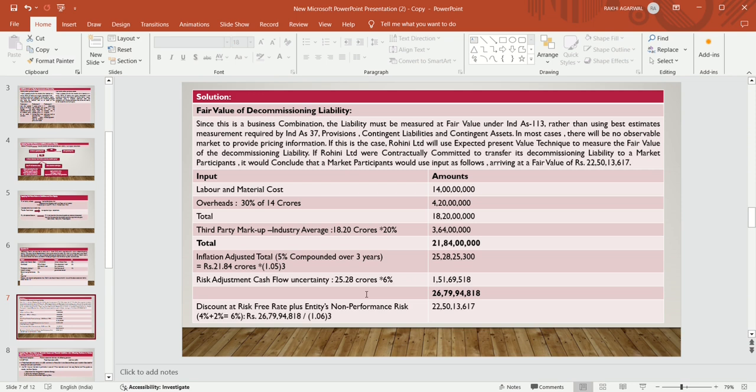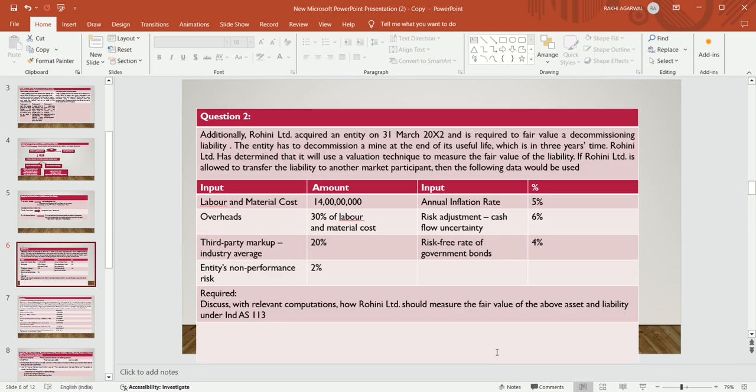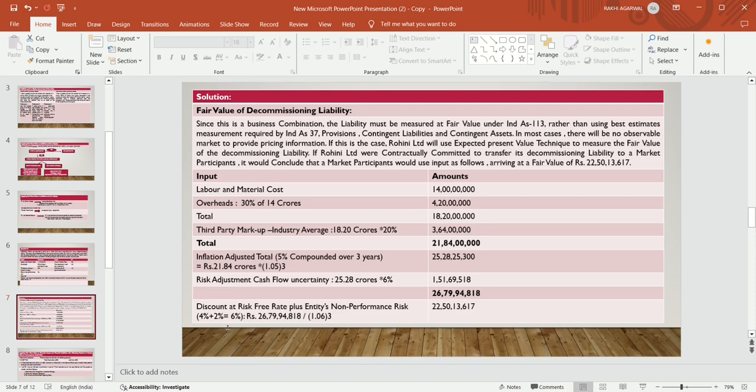Now it will be discounted at the risk-free rate plus entity's non-performance risk, which is already given in the question. The risk-free rate is 4% and the entity's non-performance risk is 2%. So 4 plus 2 becomes 6%, and this risk-free rate plus entity's non-performance risk is for 3 years. So on the amount after giving the inflation effects and the risk adjustment for cash flow uncertainty, the risk-free rate plus entity's non-performance risk is to be adjusted. That is 26 crores 79 lakhs 94,818.